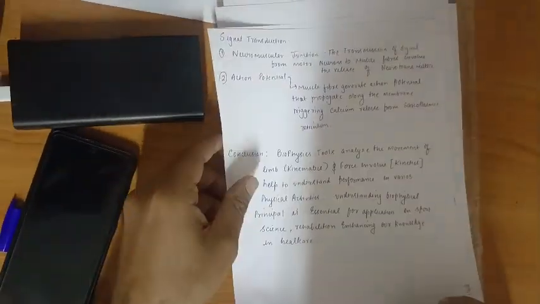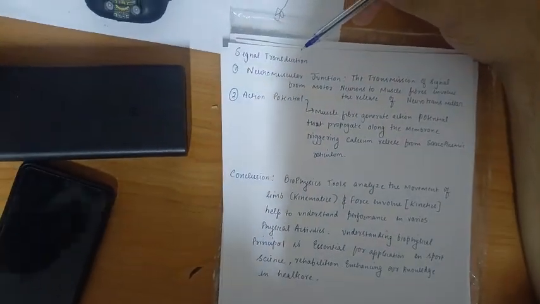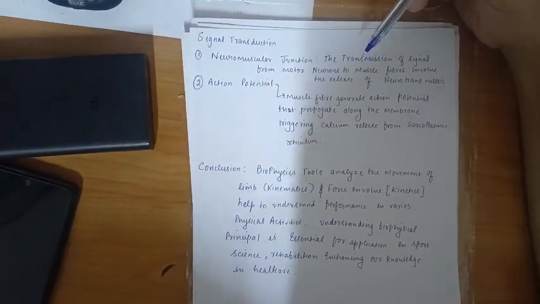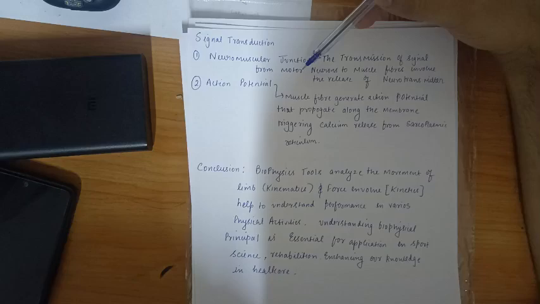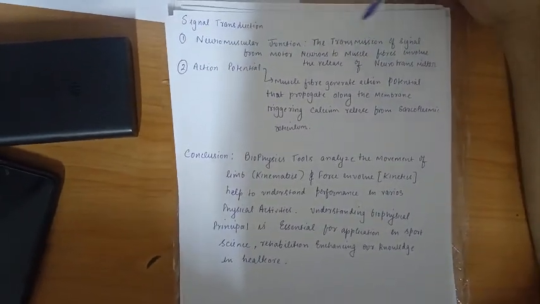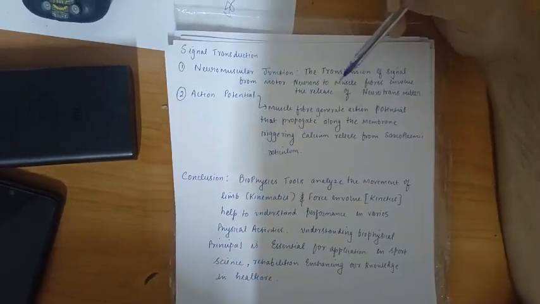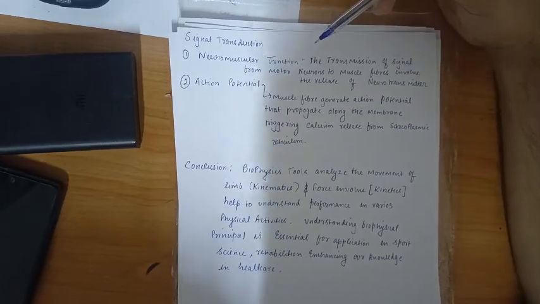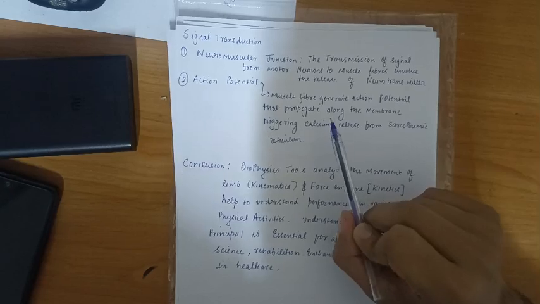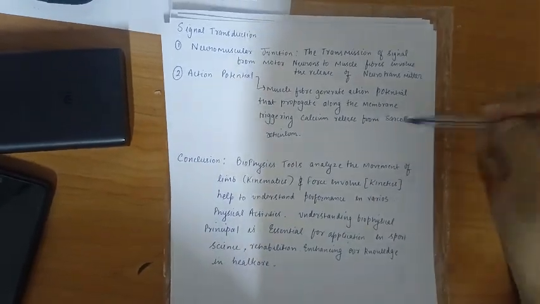Another law which governs the mechanical movement of muscle is signal transduction. Basically there are two factors: the neuromuscular junction and the action potential. What is the neuromuscular junction? The transmission of signal from motor neurons to the muscle fiber involves the release of neurotransmitter. This is what is called the neuromuscular junction. Action potential: the muscle fiber generates an action potential that propagates along the membrane, triggering calcium release from the sarcoplasmic reticulum.